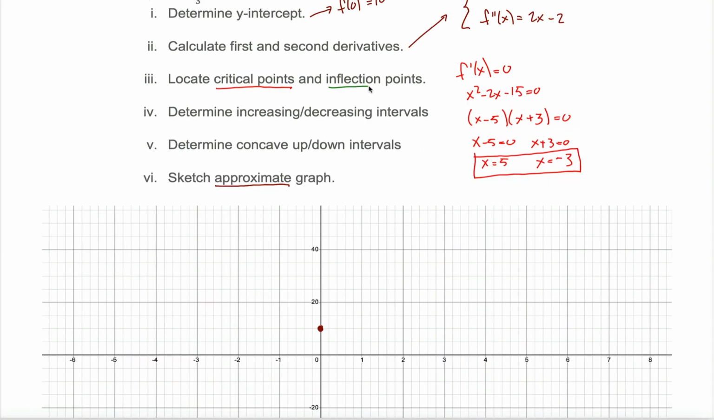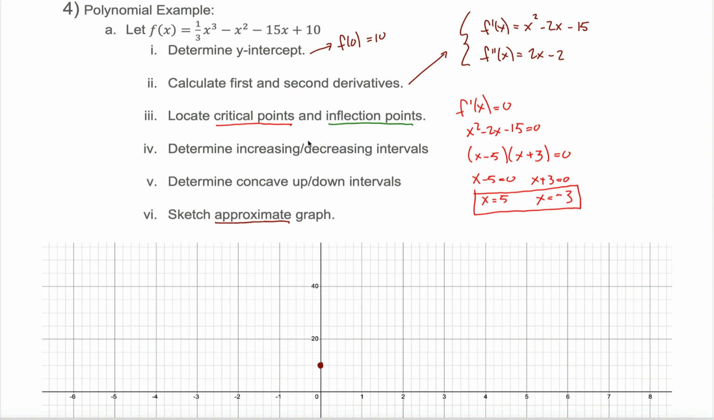What about inflection points? Well, inflection points are kind of similar to critical points, except they're not concerned with when the first derivative equals 0. They're concerned with when the second derivative equals 0. The second derivative we already calculated is just 2x minus 2.